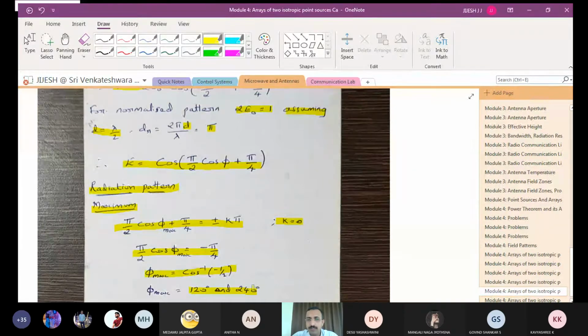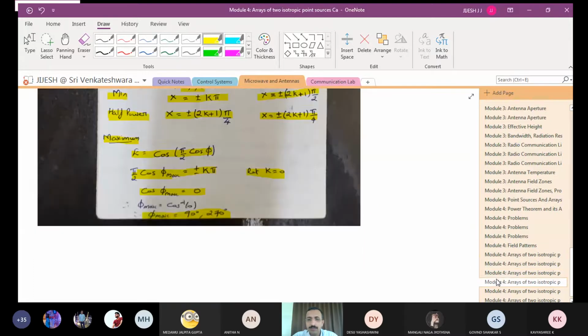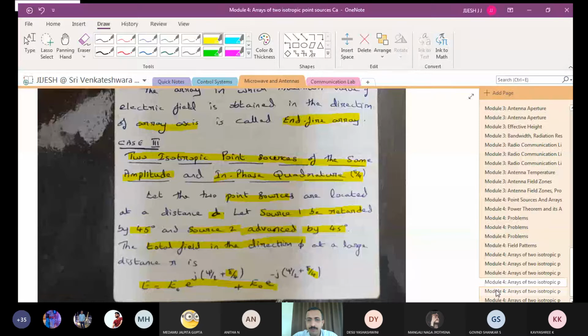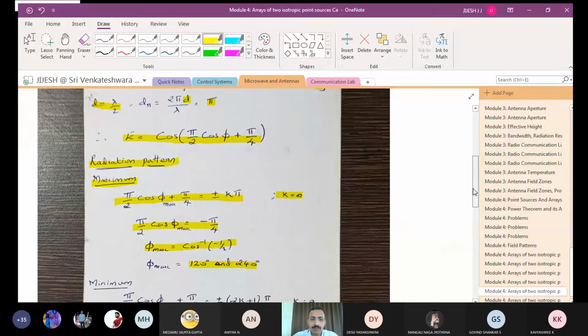Now we understood that we got the maximum value. In the same way, we have to proceed further to find the minimum value. If the equation is cos of x, then for the minimum value, you know that x is equal to plus or minus 2k plus 1 times pi by 2. So we have to substitute x here, equal to plus or minus 2k plus 1 times pi by 2. So let us substitute that to find out the minimum value.